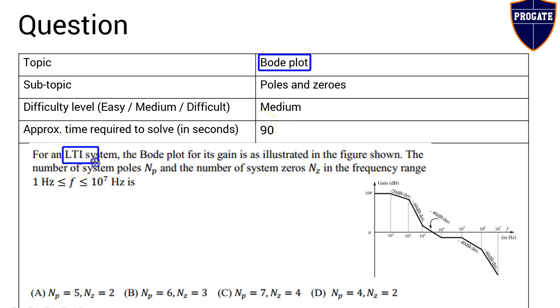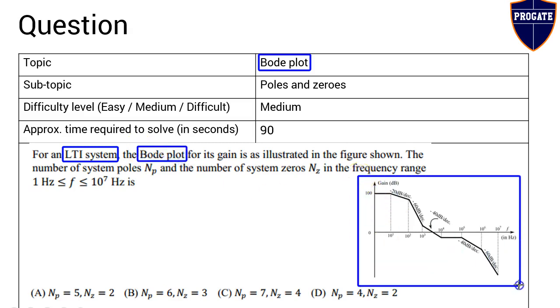Given that there is an LTI system and the Bode plot representation for this LTI system is given in the figure. He is asking the number of poles and zeros in the frequency range of 1 to 10 power 7 Hz. Number of poles is represented by NP and number of zeros is represented by NZ.